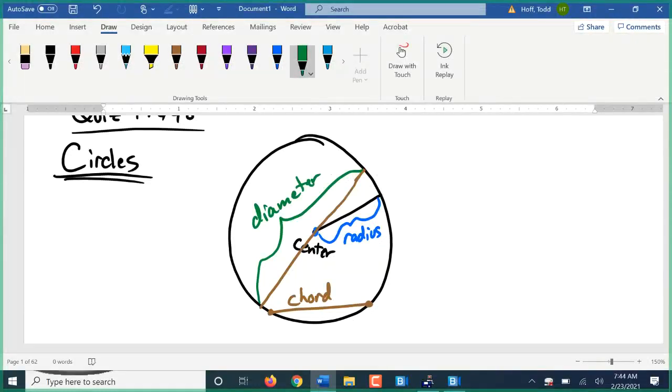Now, as you can see here, that diameter is really just made up of 2 radii. So D is our abbreviation for diameter. R is our abbreviation for radius. The diameter is just equal to 2 times the radius.